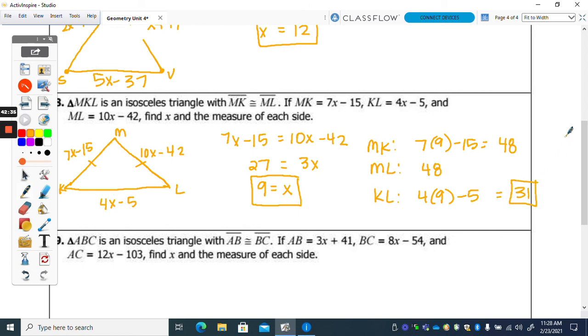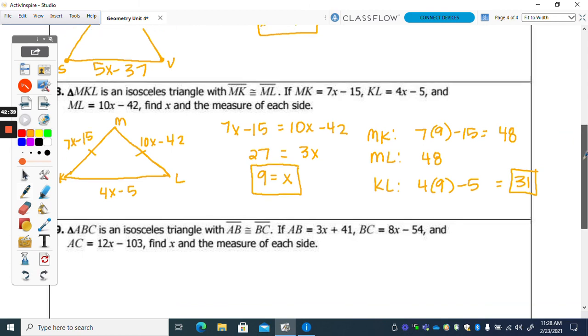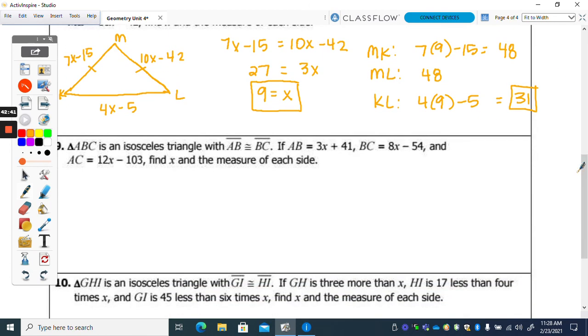Everybody get that right? Number 9, x is equal to what? Hey, I did not get that far. Okay. I'll give you a few more minutes. We'll pause again, and I'll give you a few more minutes to finish 9 and 10.